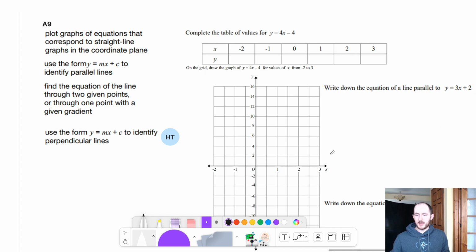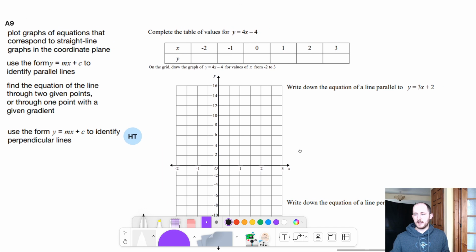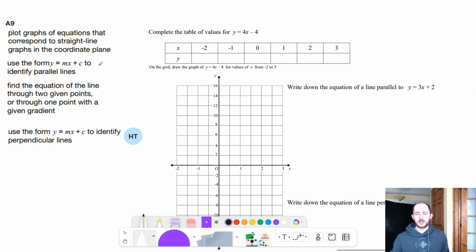Following straight on from that is plotting graphs of equations that correspond to straight line graphs, and using the form y equals mx plus c to identify parallel lines and find the equation of the line through 2 points, and to use y equals mx plus c to identify perpendicular lines if you're higher tier. So first of all, let's do the plotting. Now, be warned, the straight line's probably going to not be so straight. But generally speaking, they'll give you a table of values. If they don't, I'd recommend constructing one. And all you're doing is substituting in these x values and seeing what the y value is.